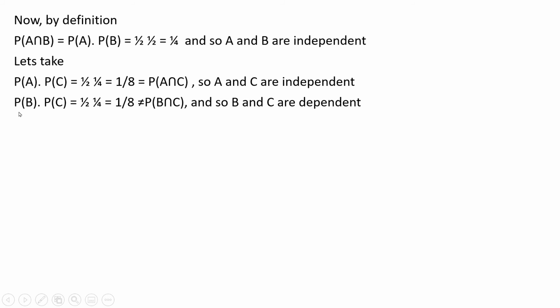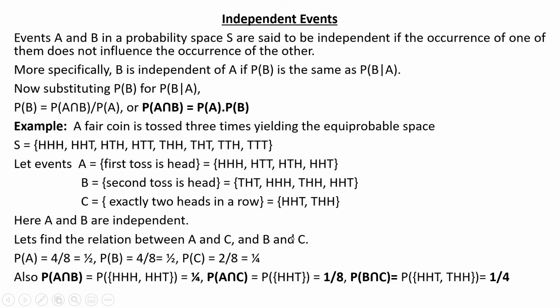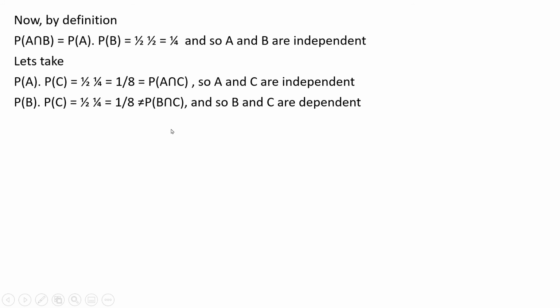If we calculate probability of B times probability of C, 1 by 2 times 1 by 4, which is 1 by 8, and here probability of B intersection C is 1 by 4. So these two are not equal, so B and C are not independent events. B and C are dependent events.